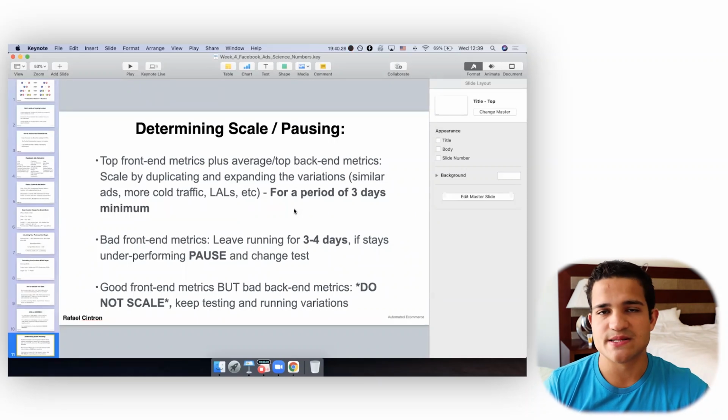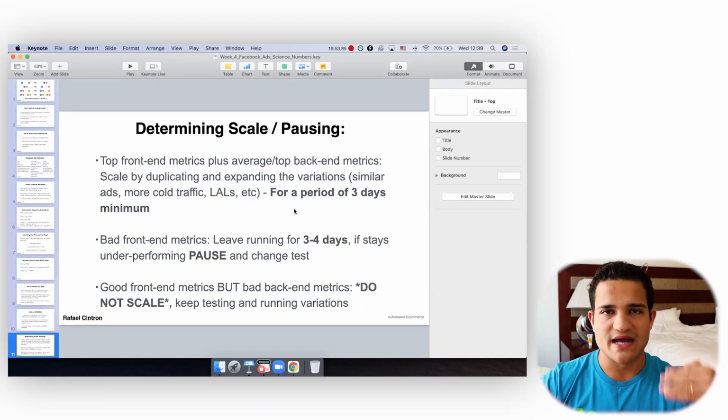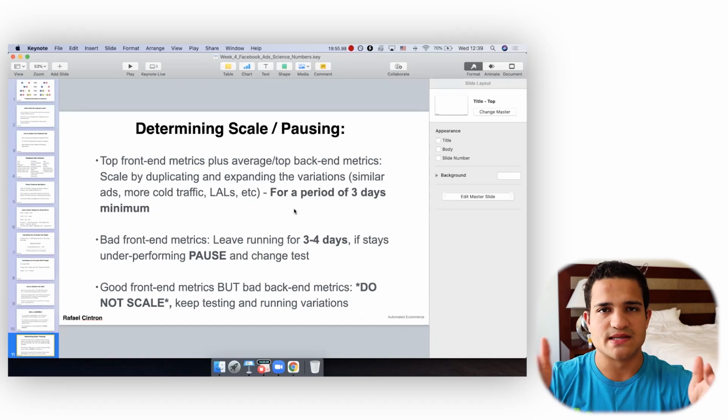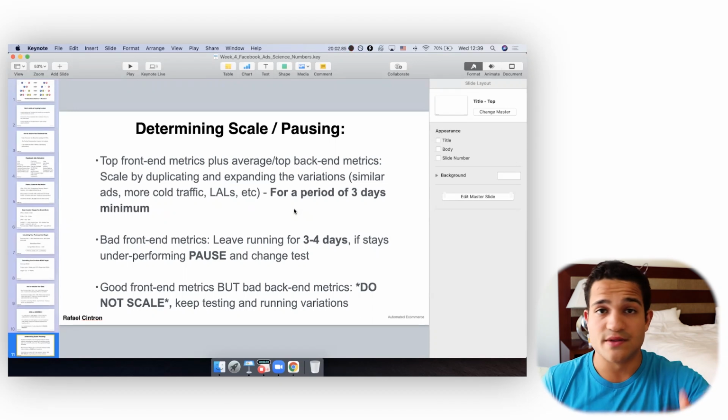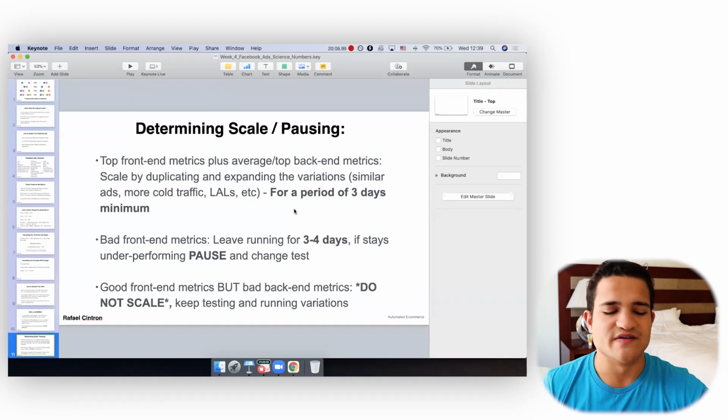Bad front-end metrics. Let's say CPC is bad, CTR is bad, CPM is bad, everything is bad. You test multiple ads, everything is bad. At least run it for 3 to 4 days because we don't want to pause something just because the first 24 hours are bad. We want to let something spend and have that volatility of day to day. Let's say if you launch something on Christmas or New Year, some particular days are really bad for Facebook, but maybe the next day it's going to get great results. So you need to run it for a while. If it stays underperforming, you can pause it, change something.